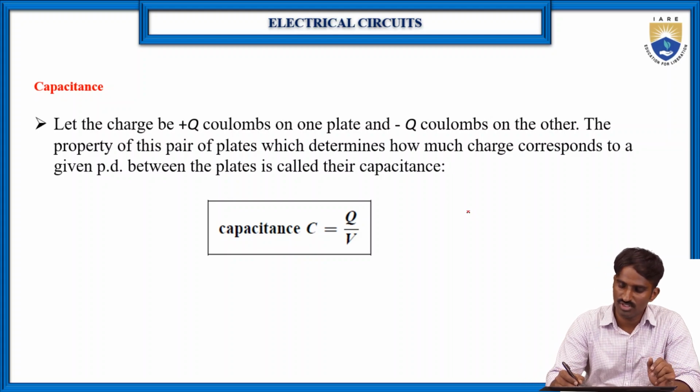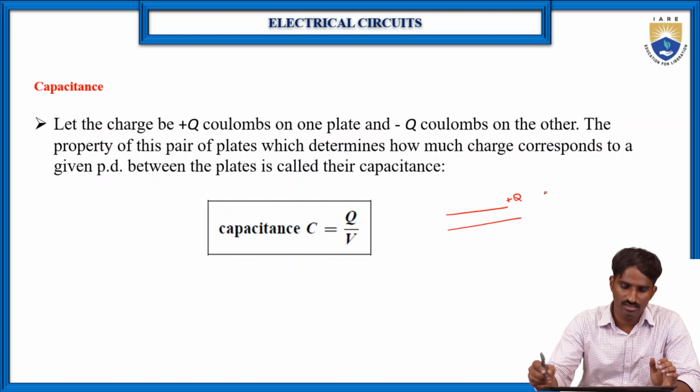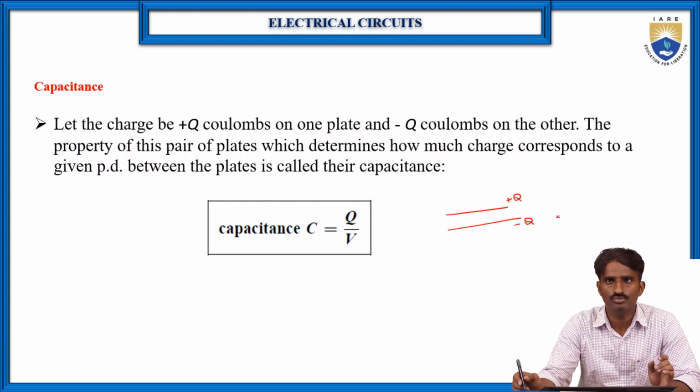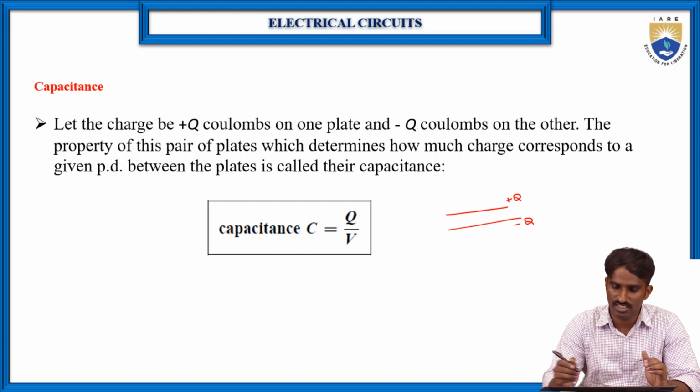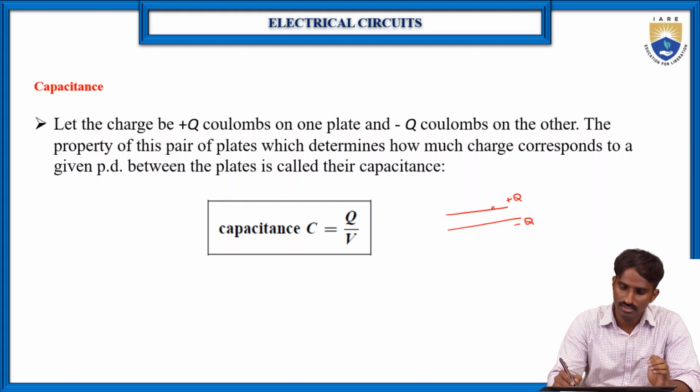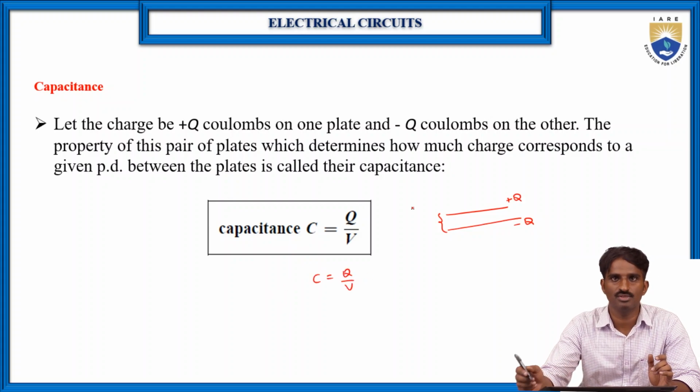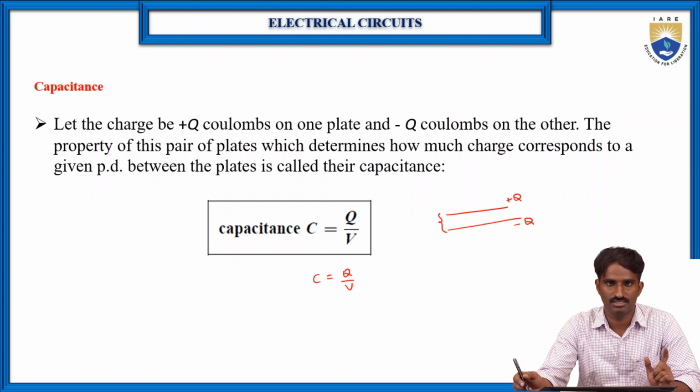So let us consider two plates. On one plate we have positive Q coulombs of charge, and on the other plate negative Q coulombs. The property of this pair of plates which determines how much charge corresponds to the given potential difference between these two plates is called capacitance. In other words, the capacitance C is defined as Q by V. Here Q is the charge and V is the potential difference between those two plates, right?